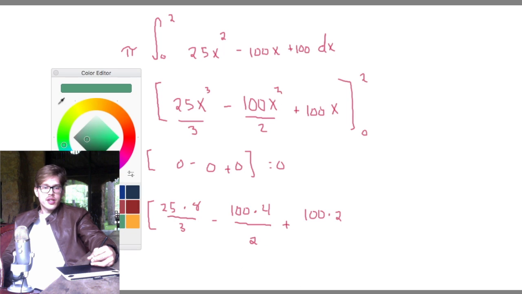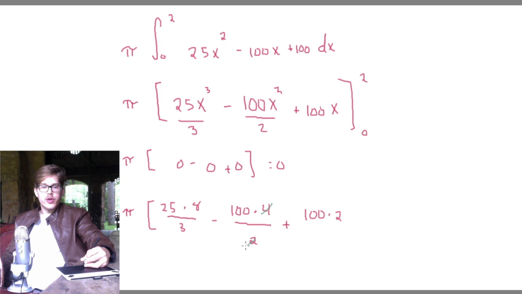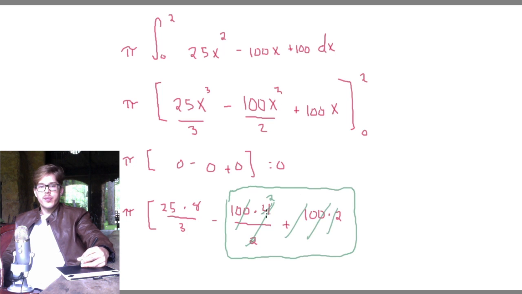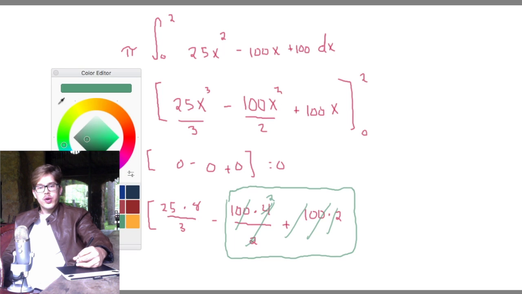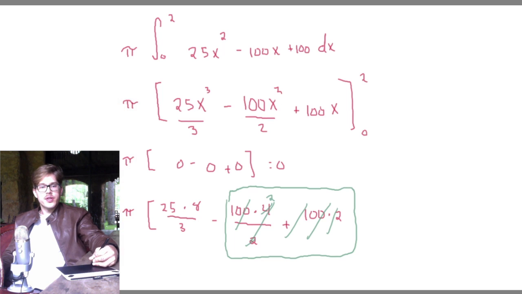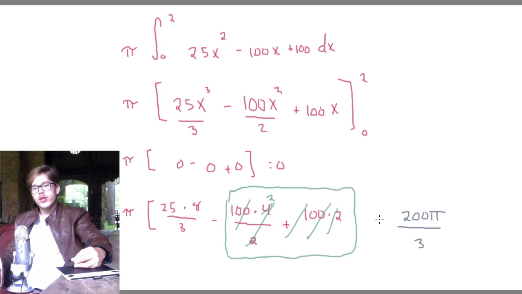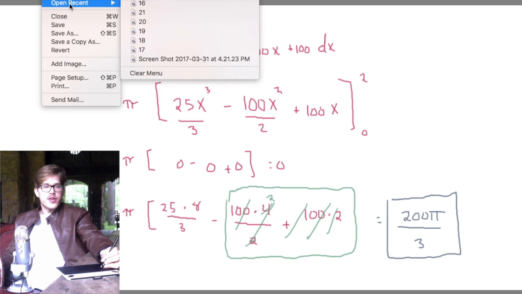Well, you can see here that this 4 and 2 will cancel, leaving just a 2. And now this term matches this term. One's being subtracted and one's being added. So these can just be canceled, marked out. And so we are left with 25 times 8 over 3 times our pi, which equals what? It equals 200 times pi over 3. So this is the volume for our cone. Excellent. Let's go on to our next problem.